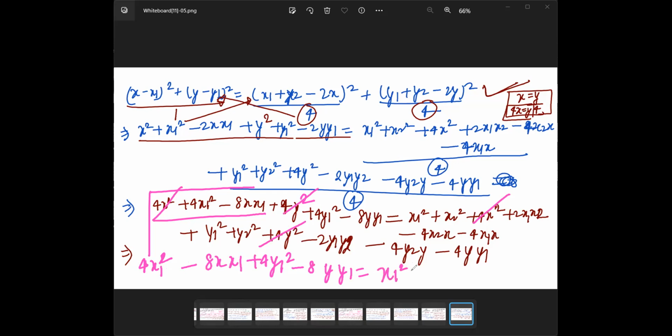is equal to x1 square plus x2 square plus 2x1 x2, right? Plus y1 square plus y2 square minus 2y1 y2 minus 4y2y minus 4y1. So x part we have written, all right. This is x1 square plus x2 square plus 2x1 x2, and remaining is minus 4x2x minus 4.